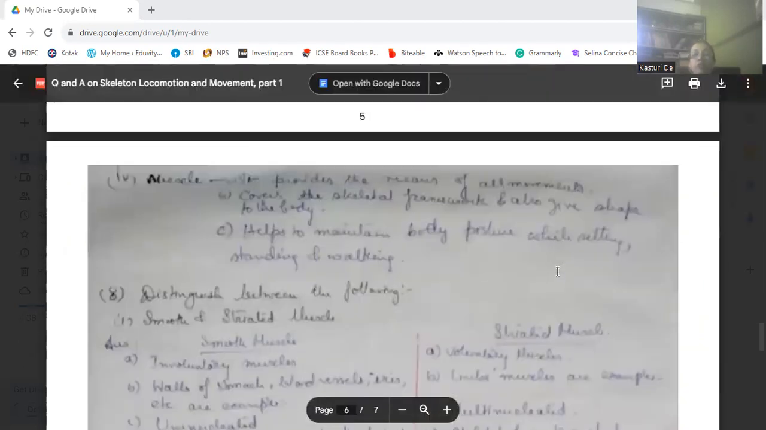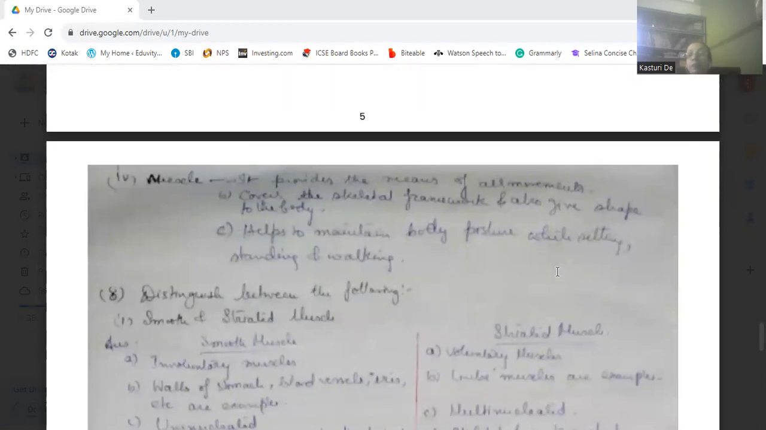The function of the muscles is that it provides the means of all types of movements, because all movements are performed by the muscles with the help of bones. They cover the skeletal framework and also give shape to the body. They help to maintain body posture while sitting, standing, and walking.